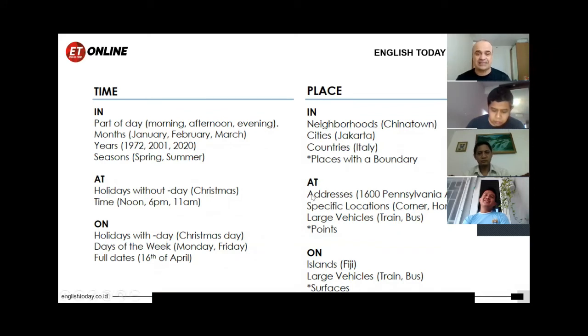Okay. At: addresses. Where do you live? I live at 1600 Pennsylvania Avenue, blah, blah, blah. Full address. Where is the address of your office? The office is at 16 George Street. Full address. Specific locations like at home, at work, at the corner.